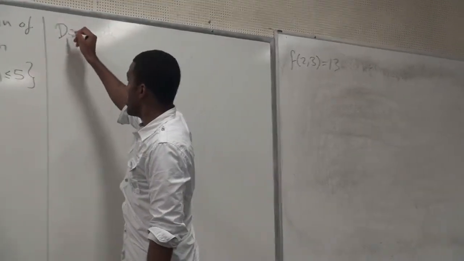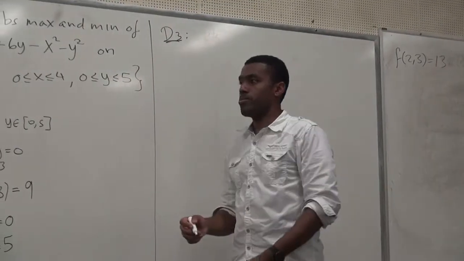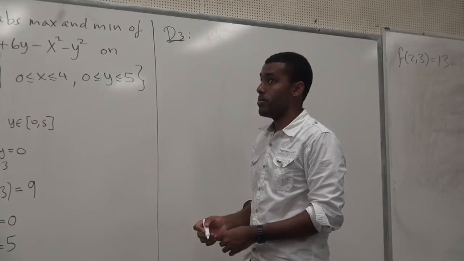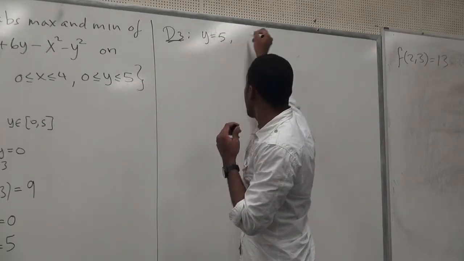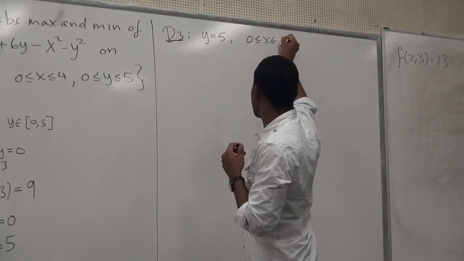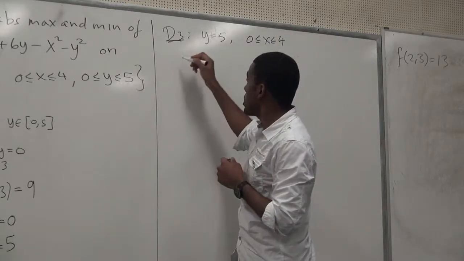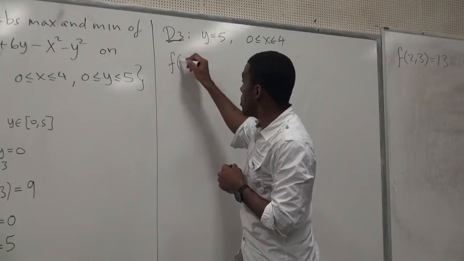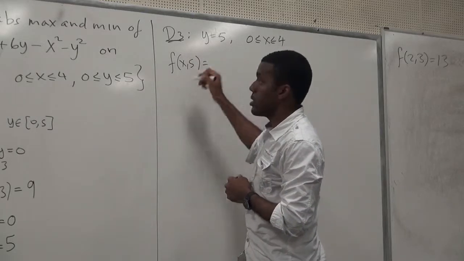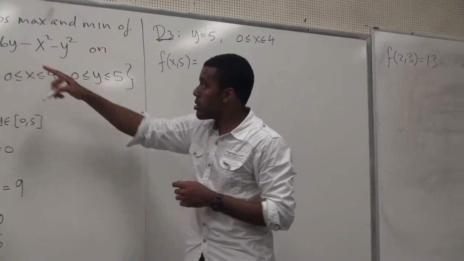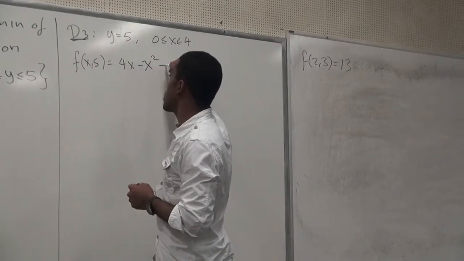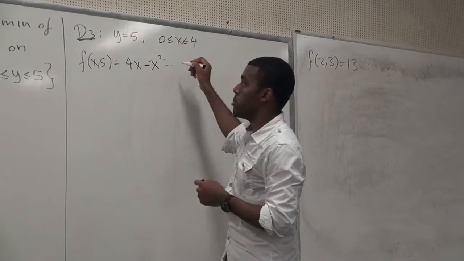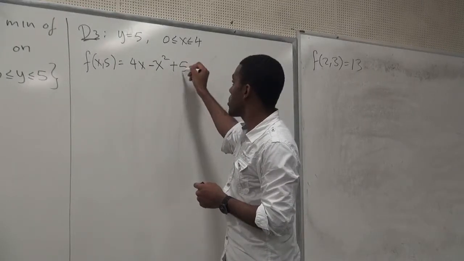Now you do D3. What does D3 look like? It's y equals 5, where your x goes from 0 to 4. So here you would have f of x comma 5. So you plug in 5 for this. That just gives you 5. This is 4x minus x squared plus 5.